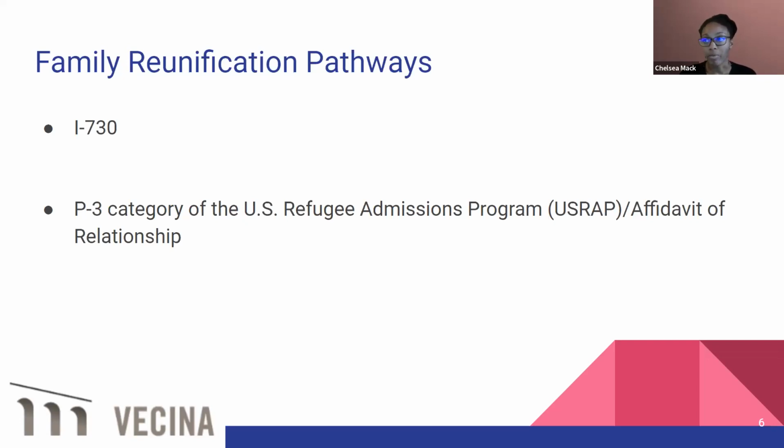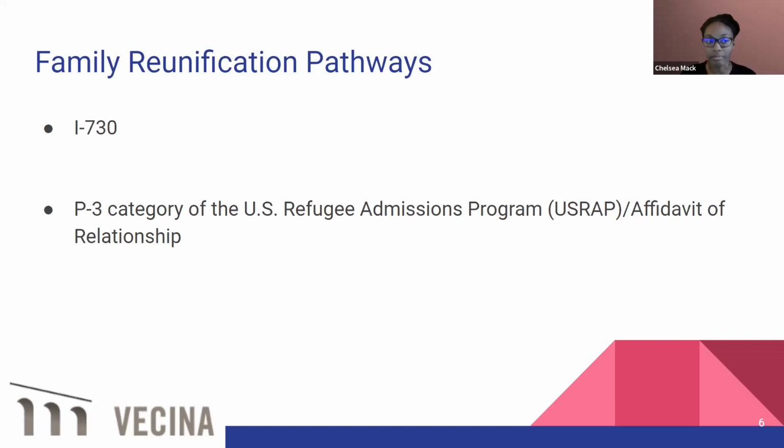So there are two different pathways we'll talk about today. I-730, which you've probably been hearing a lot more about recently, whether through your client or through conversations with Jennie or me. So we want to give you a little bit more detail about that. And then there's also this option. There's no formal name for it, but it's the P3 category of the U.S. Refugee Admissions Program, slash affidavit of relationship. It's something that you have to file, and Jennie will definitely give a lot more information about that. But we just want to at least make you all aware of this.